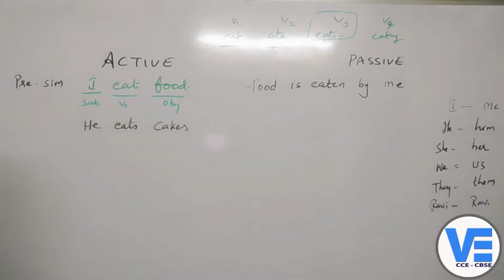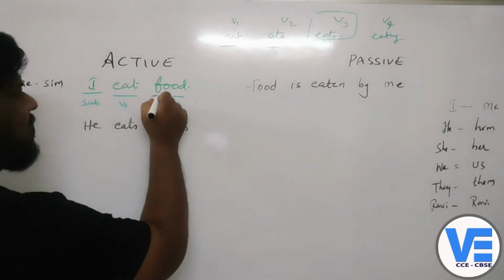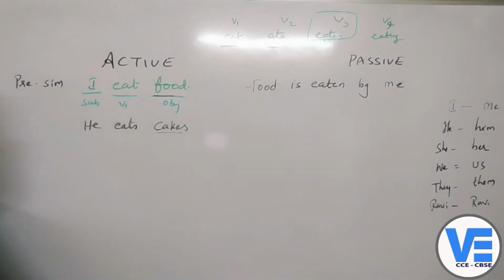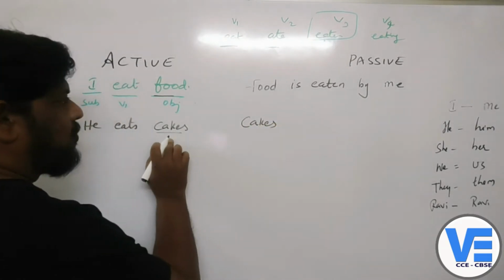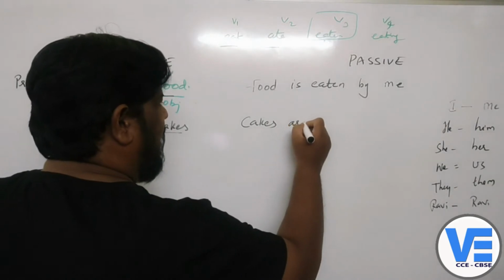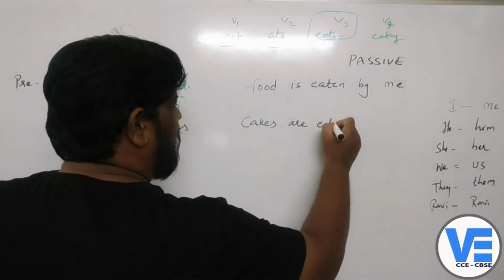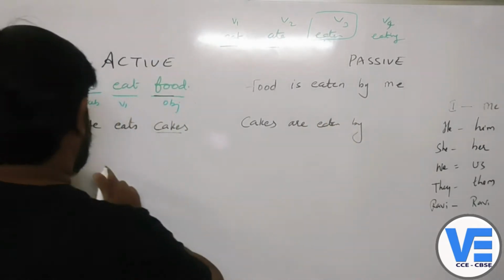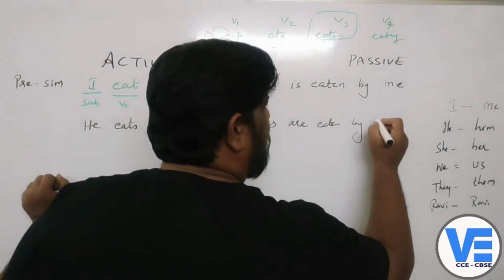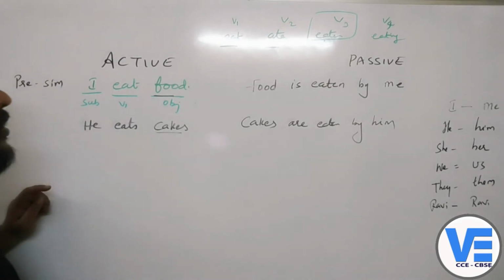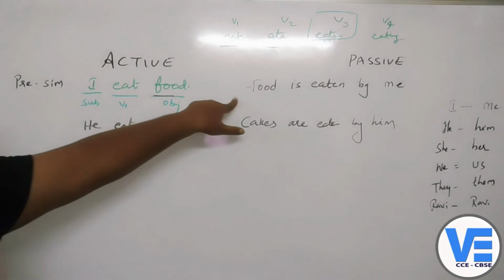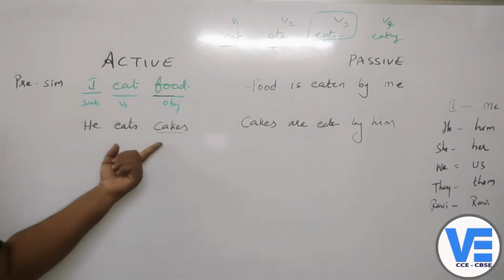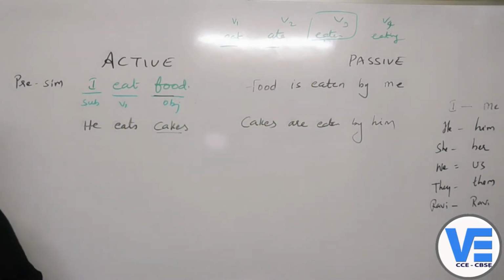cakes. So now here food we have taken as a singular form. But what is it here? Cakes. Cakes are in the plural form. As it is plural, what you are writing here? Cakes are, again same V3, eaten by, he becomes him. Cakes are eaten by him. Okay, I eat food. Food is eaten by me. He eats cakes. Cakes are eaten by him.